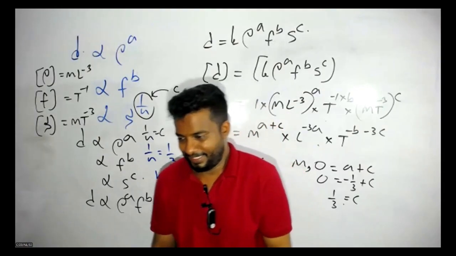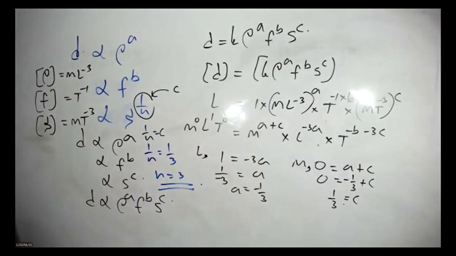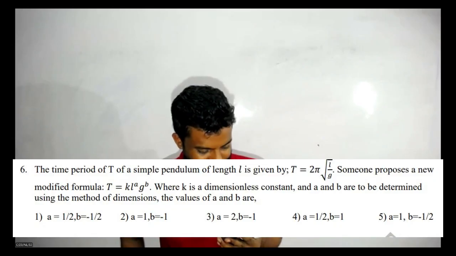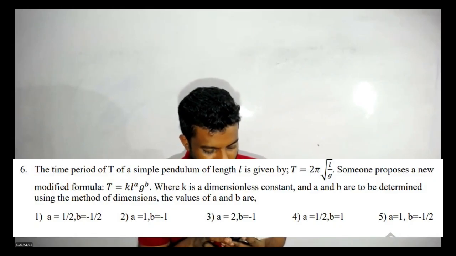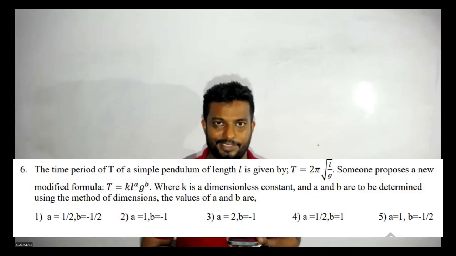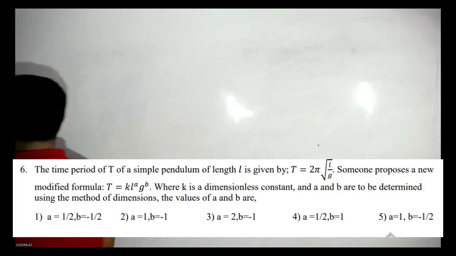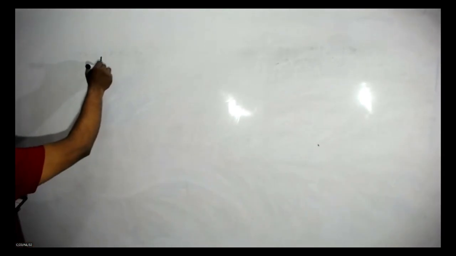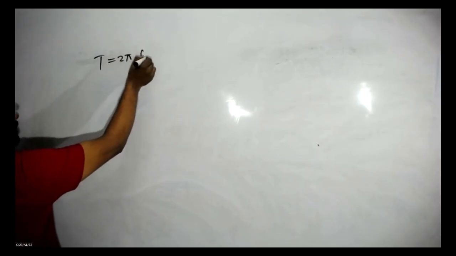Right. Let's see the next question. The time period T of a simple pendulum of length L is given by T equals 2π root L over g. We know this, we derived it and you should remember. T equals 2π root L over g.